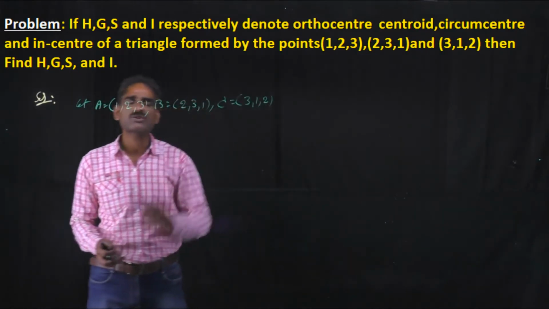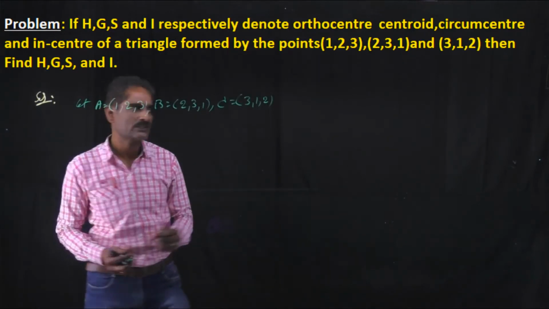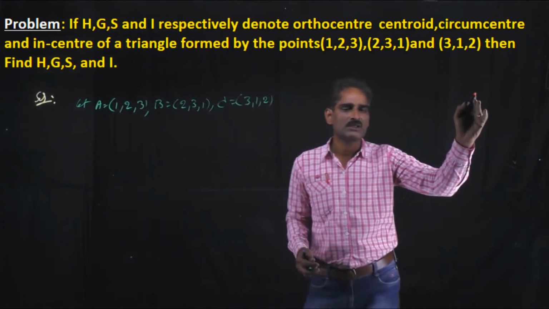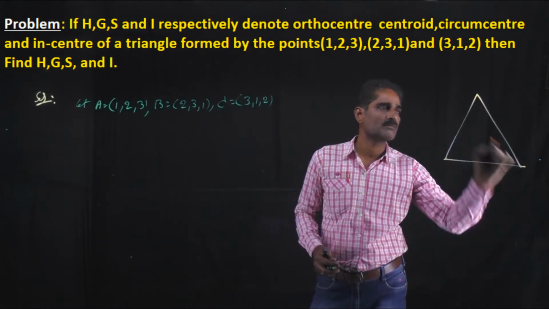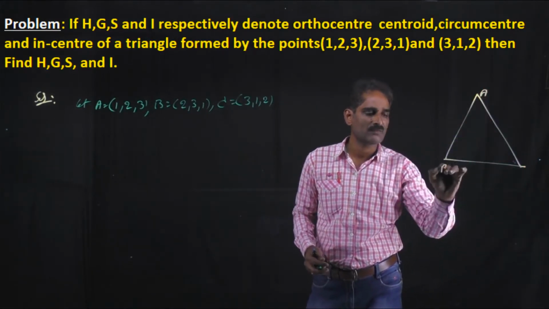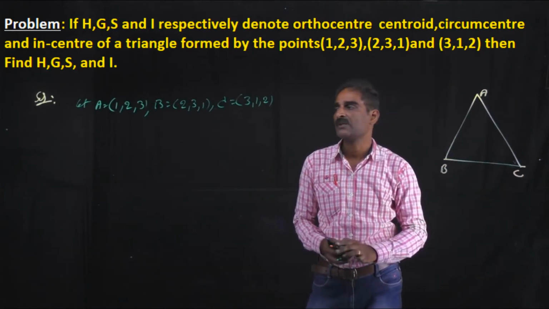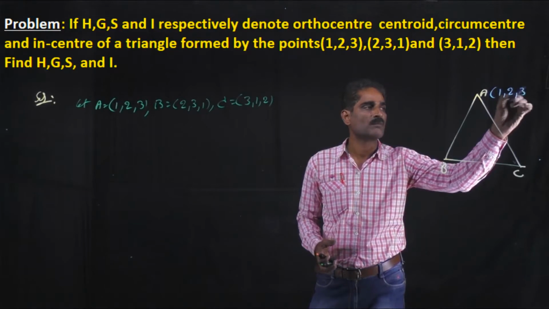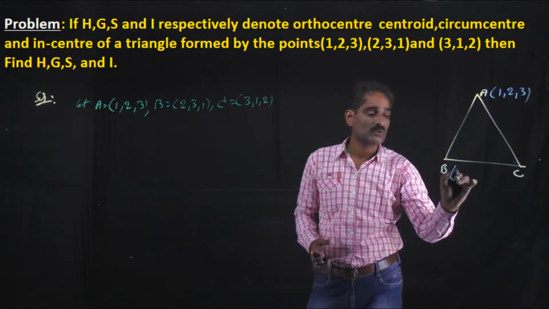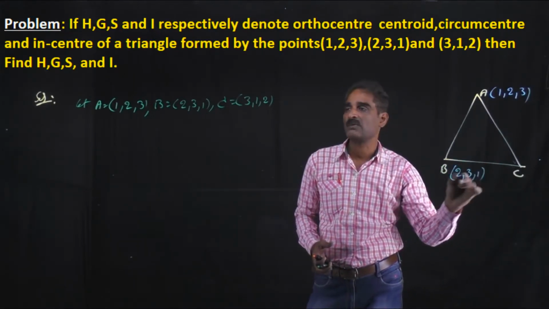So these are the vertices of a triangle. Suppose this is the triangle, and these are the vertices A, B, C: 1, 2, 3; 2, 3, 1; 3, 1, 2.